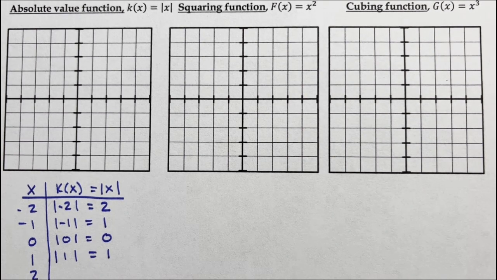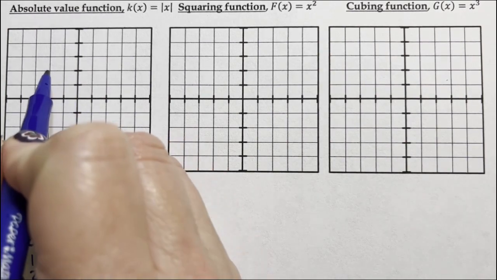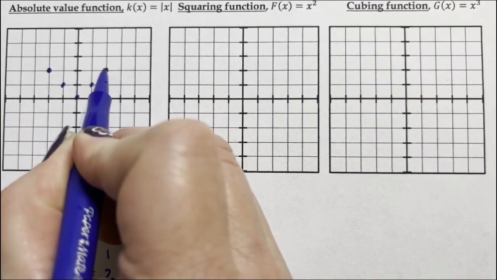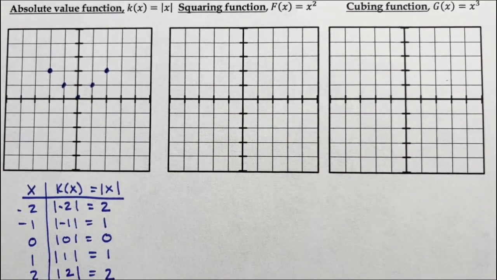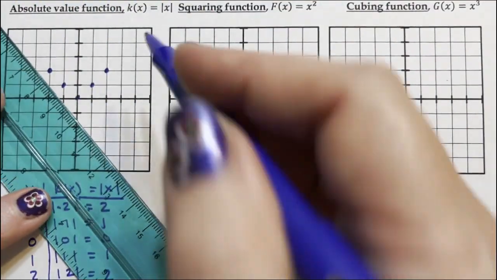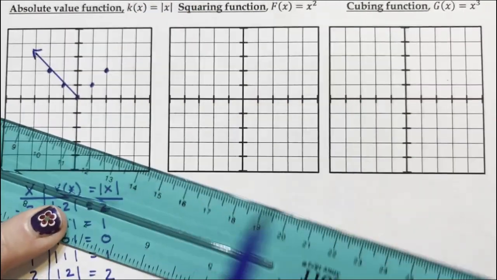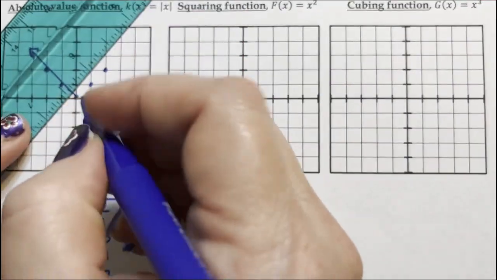So whenever a number comes out of absolute value, I always think of it as a jail cell. When a number comes out of jail, it's going to be positive, and the absolute value of 2 is 2. So we have -2, 2, -1, 1, 0, 0, 1, 1, 2, 2. Absolute value is the V graph. So on this side, it's going to come up with an arrow. On this side, it's going to come up with an arrow.